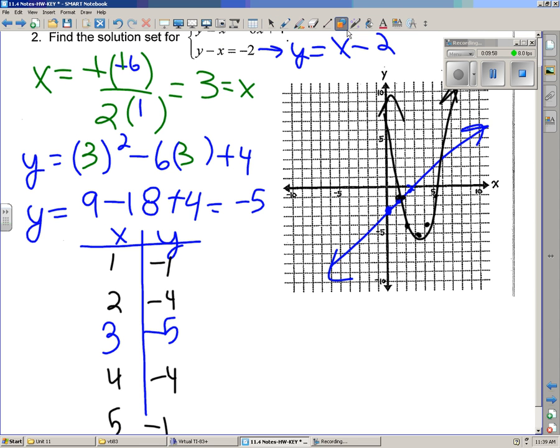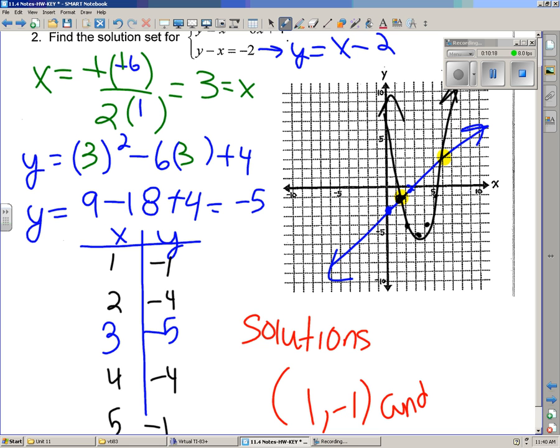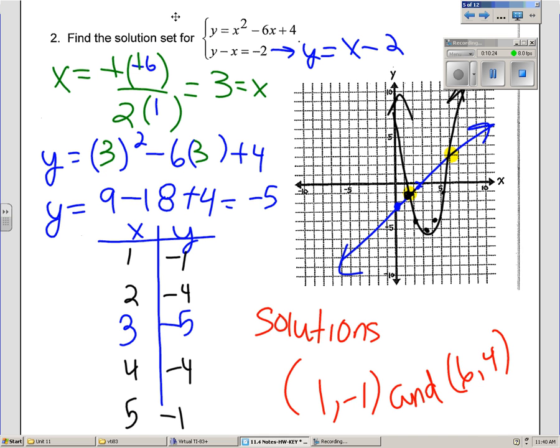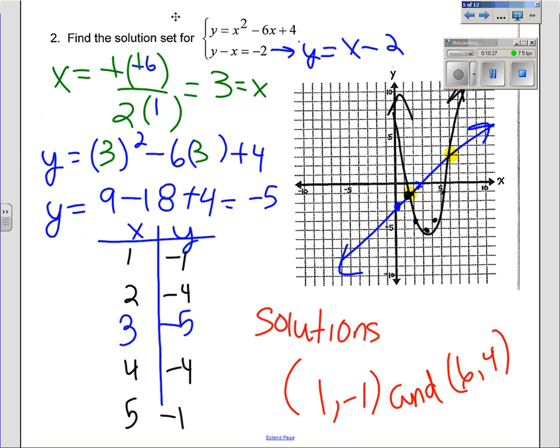And if you need to, whoopsie, I'm supposed to highlight that. If you would like to, feel free to go to your calculator, unless your graph is really good, and pull out those ordered pairs. It's by second trace intersect. And it turns out the solutions for these are going to be 1, negative 1, and then the other one's going to be 6, 4. Okay, so there you go. Again, you're just going to be graphing the two graphs on one grid, and then figuring out your common points of intersection.